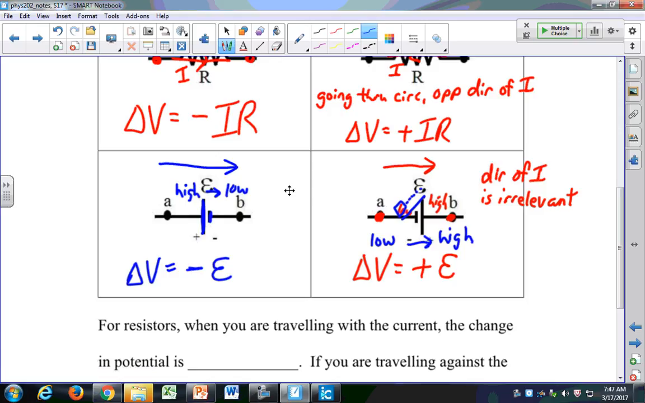I like to think of this as sliding down a slide. When you come to this, your electrons or your charges start up here and go down, and they lose potential energy. They go wee, down the slide. All right, so they lose energy.